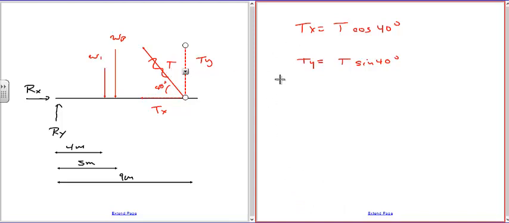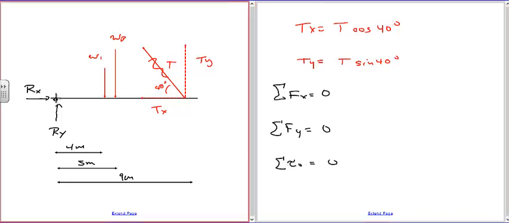Okay, so now we can do all three equations. Sum of the forces in the x equals 0 because it's not moving. Sum of the forces in the y equals 0 because it's not moving in that direction either. And the sum of the torques around some point equals 0 because it's not rotating.